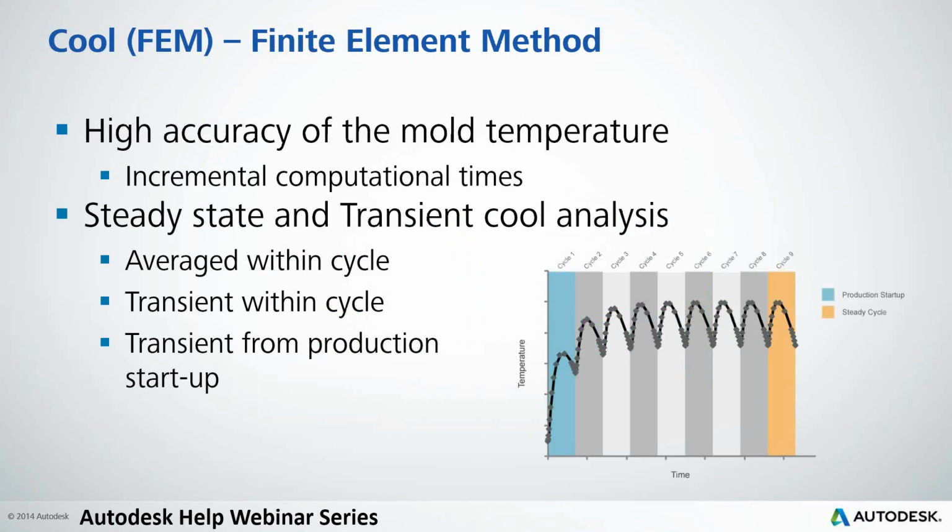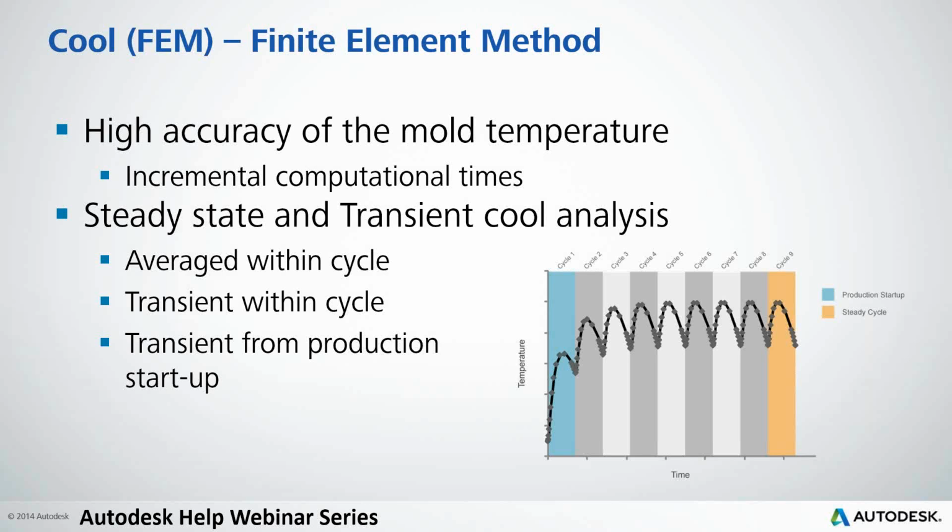Okay, so for the cool finite element method, of course here we are meshing the tool, and this is bringing us higher accuracy on the temperatures inside of the tool. Because we have different approaches, the time that we need to compute such simulations could increase. As you already know, we have 3 different approaches inside of the finite element method. We have the average within the cycle, which will be the same kind of calculation that we were using in the boundary element method.